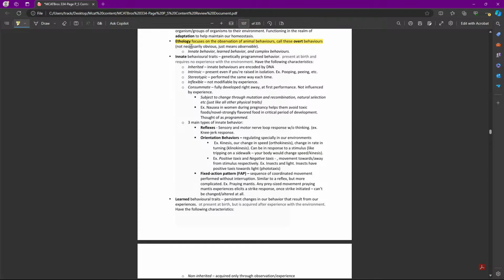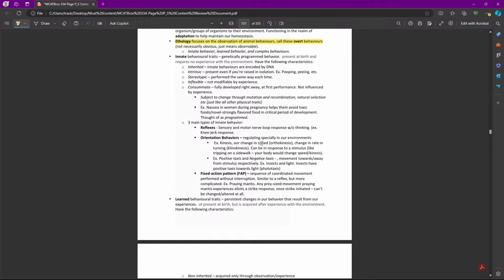Inherited means innate behaviors are encoded by our DNA. Intrinsic means present even if we're raised in isolation. Stereotypic means performed the same way each time, inflexible means not modified at any time, and consummate means fully developed right away at first performance. Subject to change through mutation, recombination, natural selection, etc. Example: nausea in women during pregnancy helps them avoid toxic foods. Nausea toward strongly flavored foods occurs in a critical period of development, thought to be programmed.